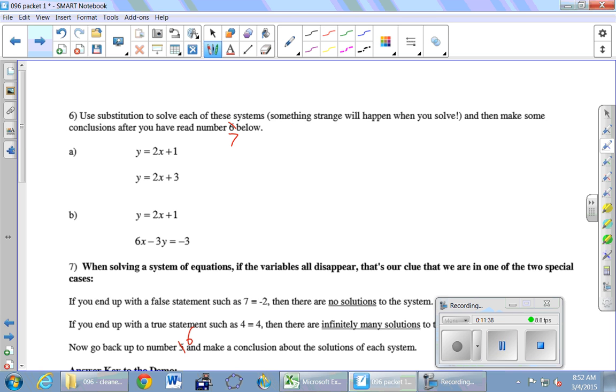So, okay, it's pretty straightforward when you're graphing these things to see if they're parallel or see if they're the same line, but we're not doing any graphing here. So what we need to do is make sure we understand what to look for when we do the algebra that will tell us we're in one of these funny parallel or same line cases. So let's try this one here in part A. Okay, first thing says y equals 2x plus 1 and y equals 2x plus 3. We're going to do substitution here. So we're just going to substitute.